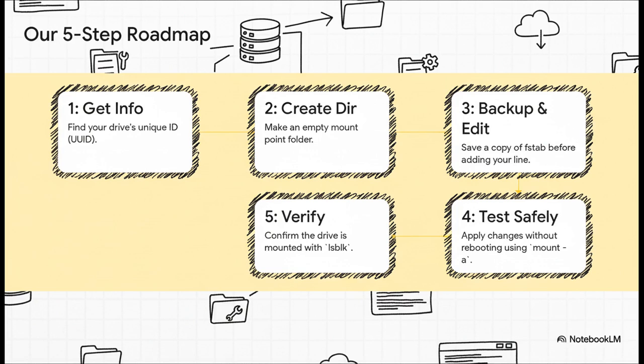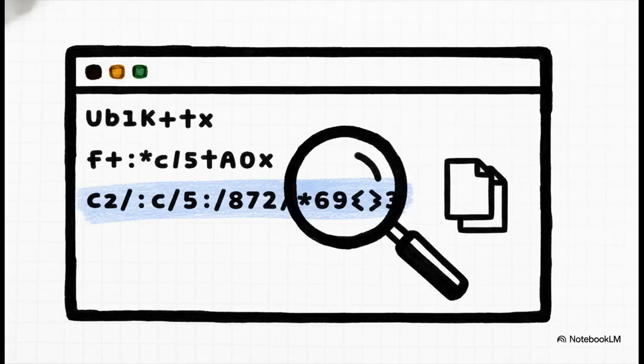Let's go. Okay, step 1, we need that special address for our drive. Just open up a terminal and type in lsblk -f. You'll get a list of all your drives and partitions. Find the one you want to auto-mount, look for the UUID, and just copy that big, long string of letters and numbers.